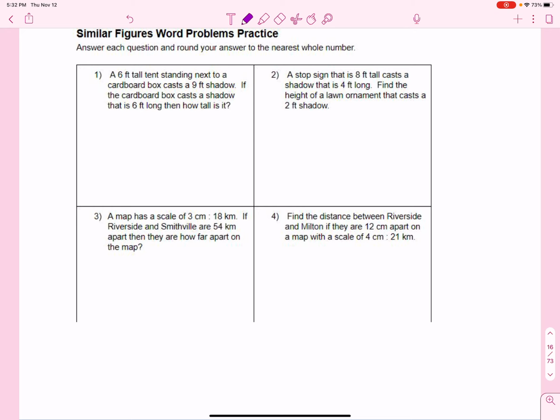All right, so we have some practice problems that you can work on. Be sure to use your measurements, and when you finish, we're going to turn this paper in at the end of class.